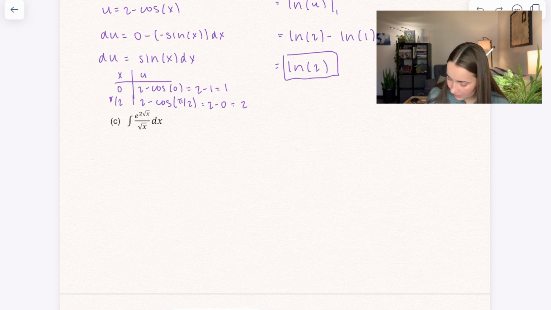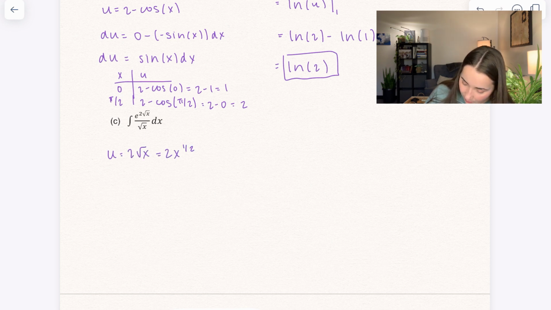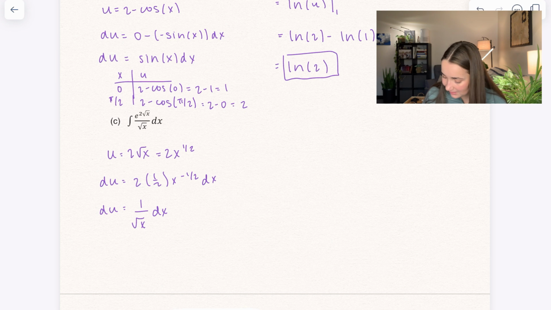So what I'm going to go ahead and do is set u equal to the exponent, 2 root x, or you can write that as 2 x to the 1/2. So when I take the derivative, I get 2 times 1/2 x to the negative 1/2 dx. And that simplifies nicely to du is equal to 1 over the square root of x dx. And notice we can see that directly in our integral. We get 1 over the square root of x dx. So let's go ahead and plug that in.